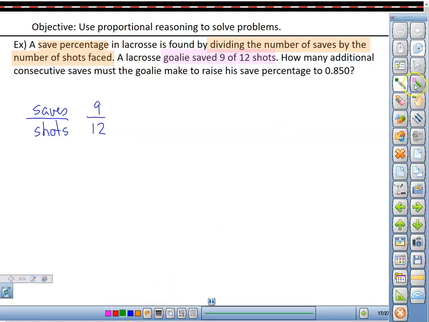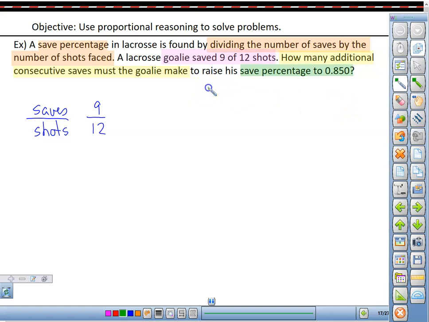And we're looking at figuring out how many additional consecutive saves the goalie has to make. And the goal is then in that case to raise that save percentage to 0.850. They call it a save percentage, but they're writing it as a decimal. All right, but we could convert that to a percentage if we wanted to, but if it was given as a percentage, we'd have to write it as a decimal anyway. So this is what we've got.